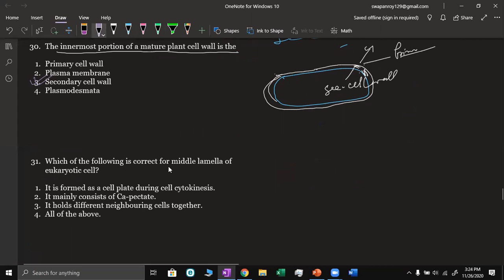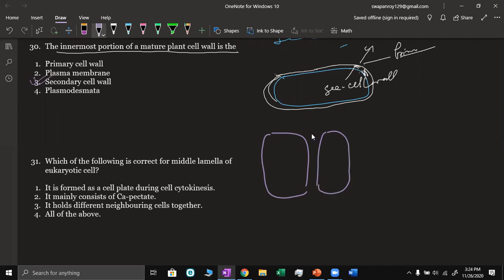Which of the following is correct for middle lamella of the eukaryotic cell? Middle lamella, you know, is the layer in between two cells. So, what is true about the middle lamella of eukaryotic cell? It is formed as a cell plate during cytokinesis.